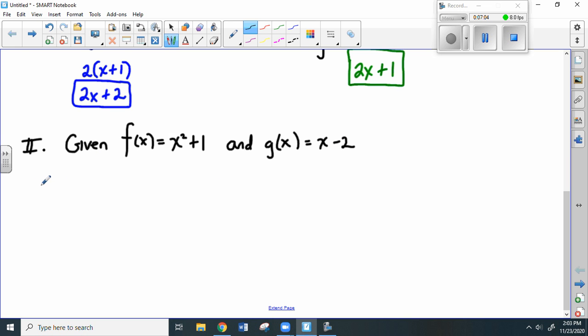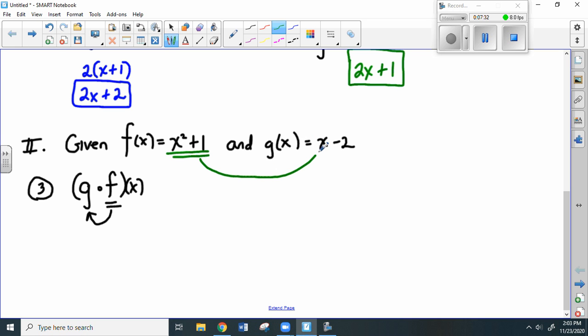Okay? All right, and the first thing I want you to find is, and I'm going to use my other notation, g of f, g composed with f of x. So you've got to remember that whichever one comes second, you're going to put into the first one. That means that we're going to take f of x and put it into g of x in place of x. So instead of x minus 2, we're putting the entire x squared plus 1 in place of x and then subtracting 2. All right, and that one's not too hard to simplify.